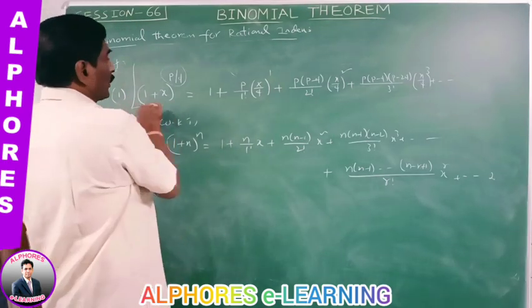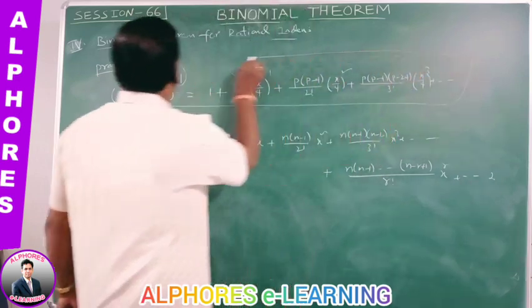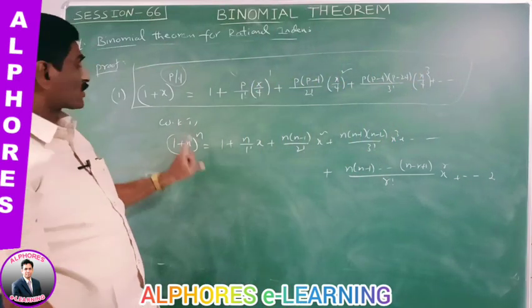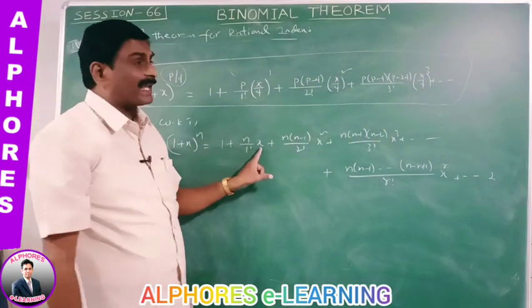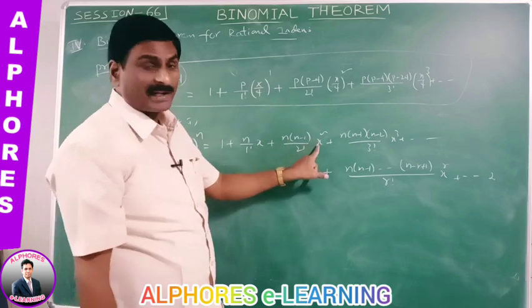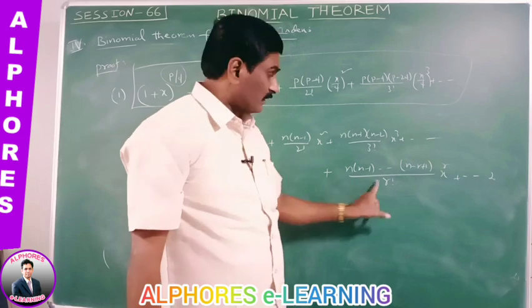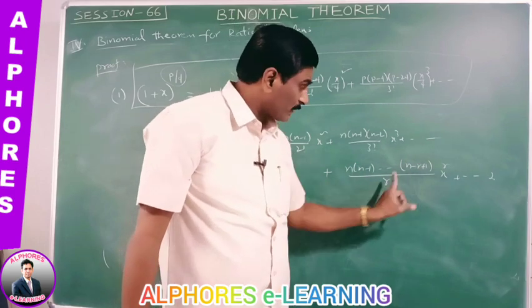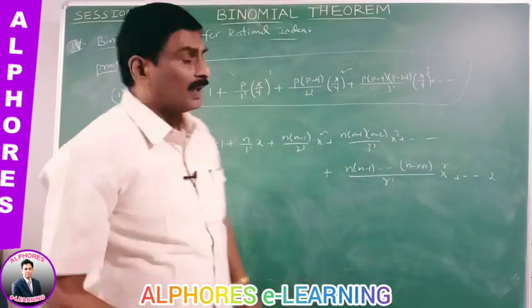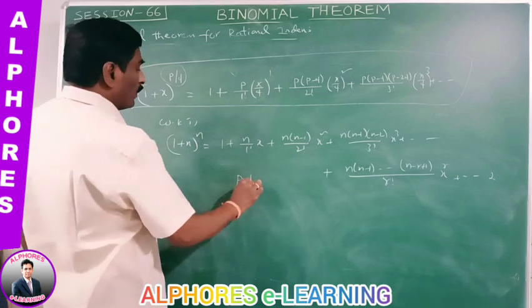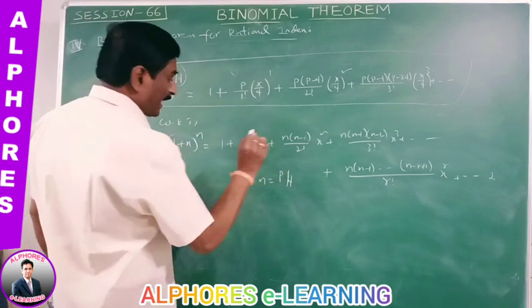1 plus x whole power p by q is equal to this value. Already we know that 1 plus x whole power n is equal to 1 plus n by 1 factorial into x plus n into n minus 1 by 2 factorial into x square plus n into n minus 1 into n minus 2 by 3 factorial into x cube plus so on. The general term is n into n minus 1 into n minus r plus 1 by r factorial into x power r. Okay, put n is equal to p by q in this formula.